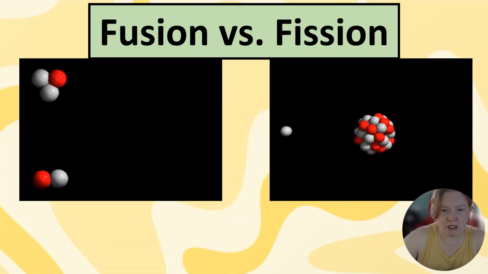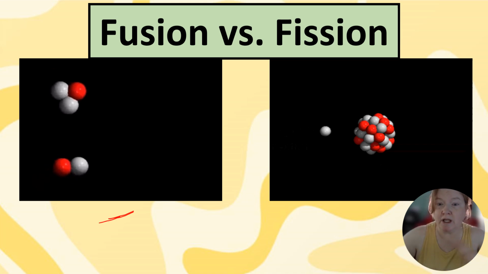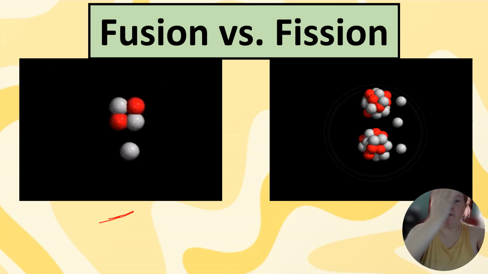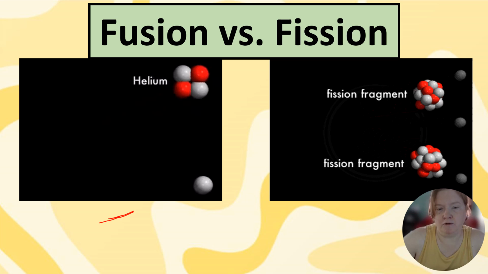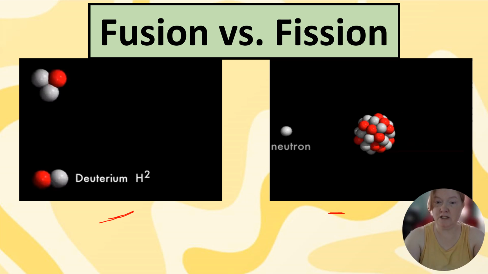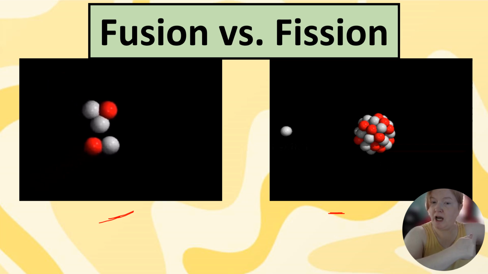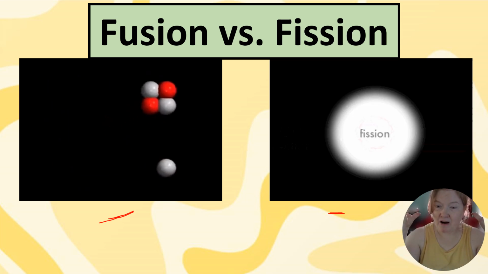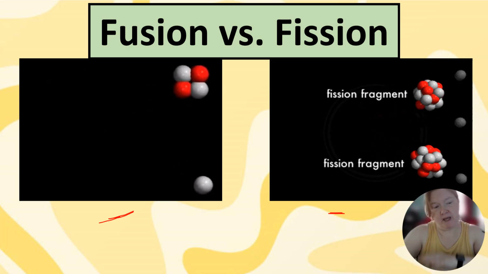So here's a fusion over here. Two little nuclei combine and form a larger nucleus. And over here, we have fission, where we have a large nucleus, usually bonked with a neutron, and the nucleus splits apart and makes smaller nuclei.